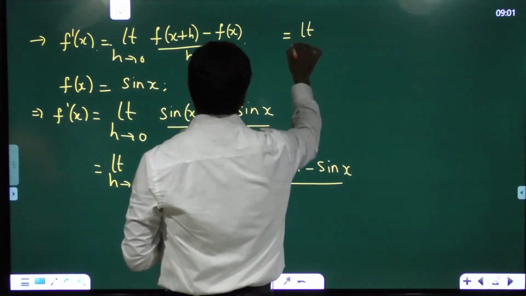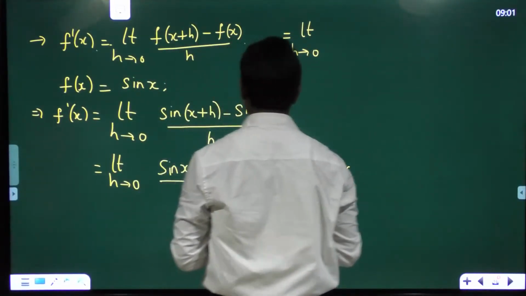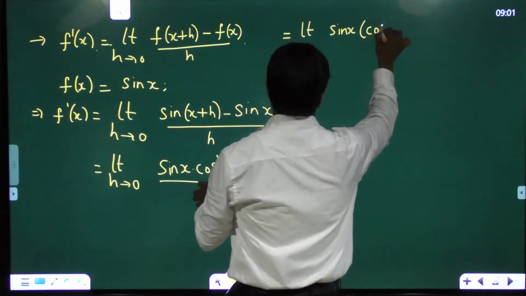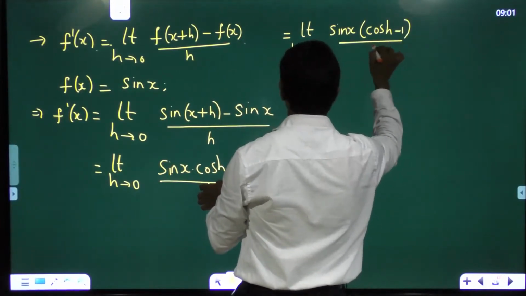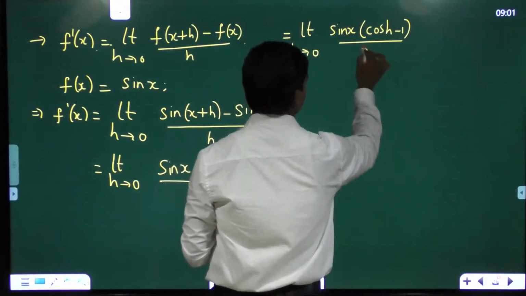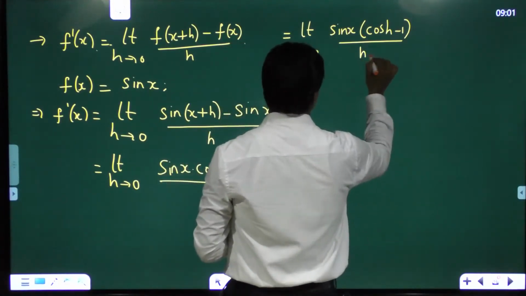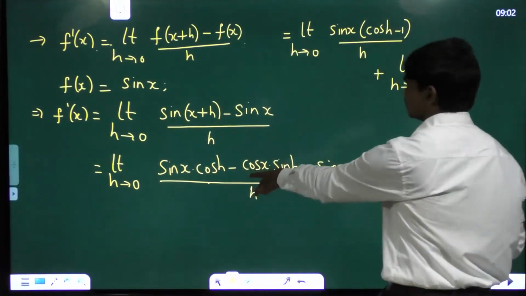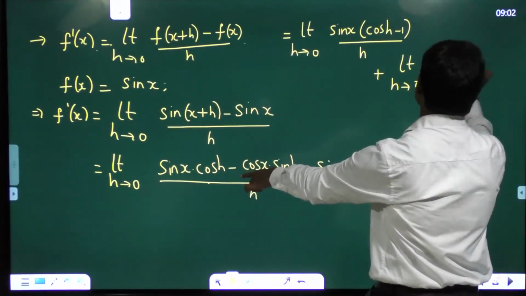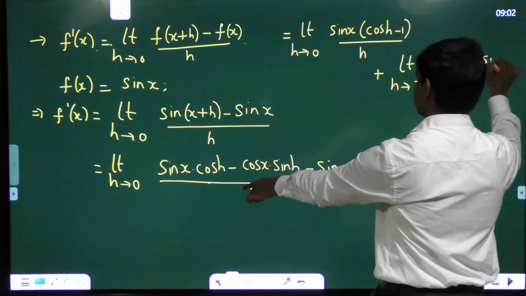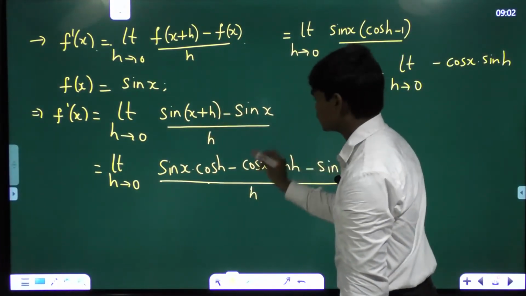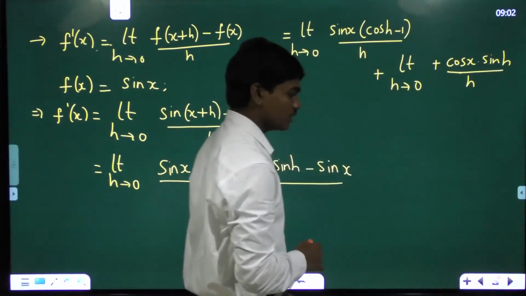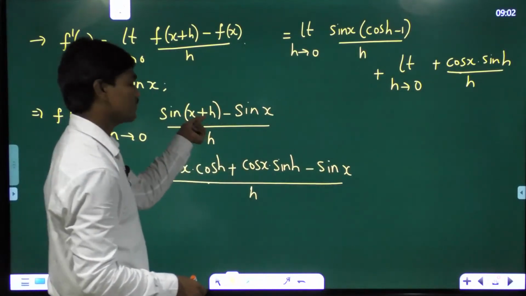Now from both these expressions, let us take sin x common, which means I can write this limit as limit h tends to 0, sin x times (cos h minus 1) divided by h, plus one more limit h tends to 0, cos x sin h divided by h. Yes, sin x cos y plus cos x sin y is the formula for sin(x plus y).